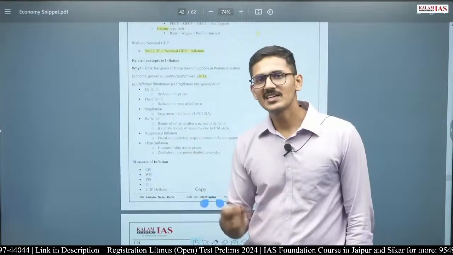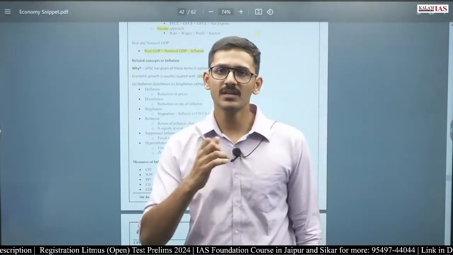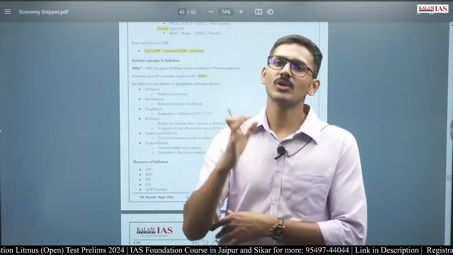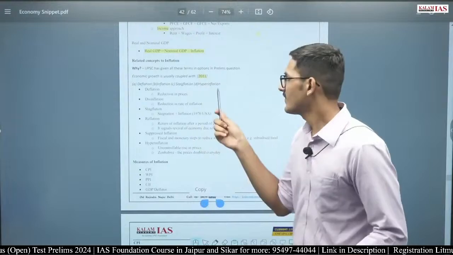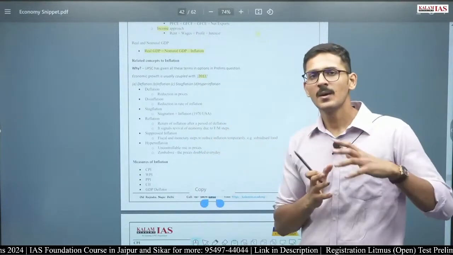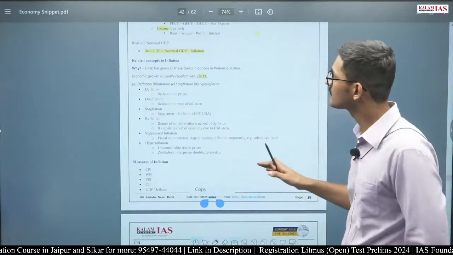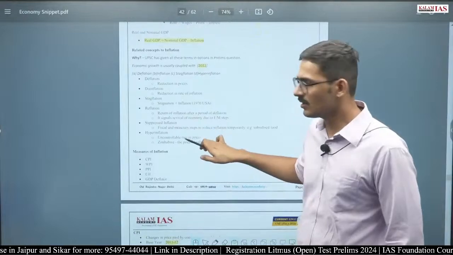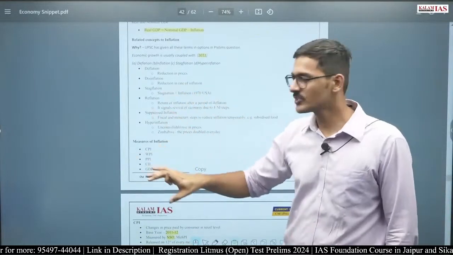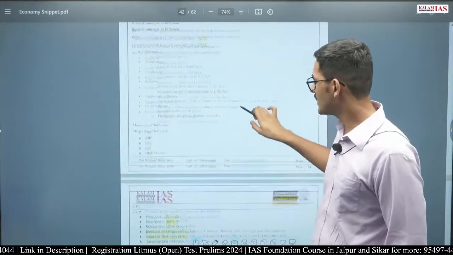Disinflation is reduction in the rate of inflation. For example, earlier every year the prices were increasing by 10%, but now the prices are increasing by only 5%. So we say there is disinflation because the prices are still increasing, but the rate of increase has reduced. Then we have stagflation. Stagflation is stagnation plus inflation, when the economy is facing stagnation and there is inflation in the economy.